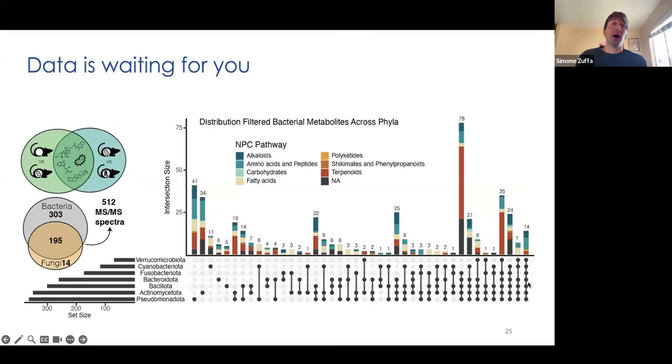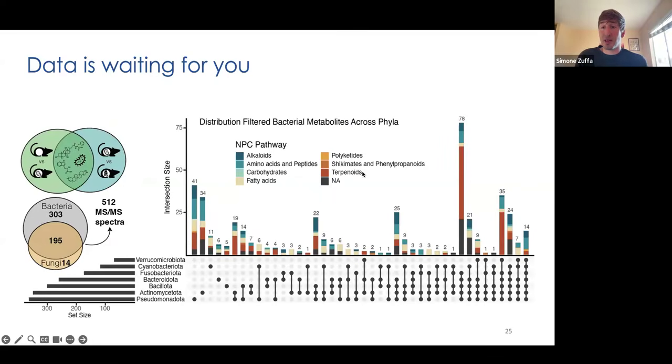So all this data that has been generated, there are MGF files with the list of these MS/MS spectra, and they are available for you to download. You can also see that these 500 spectra were fairly distributed across the phyla. Some of them were present in bacteria coming from all the different phyla.